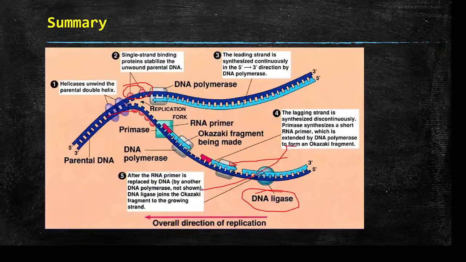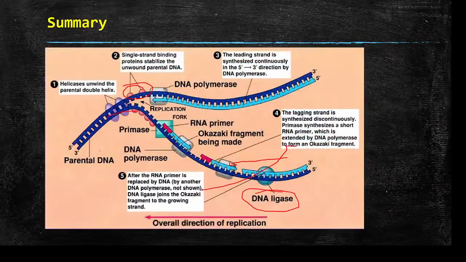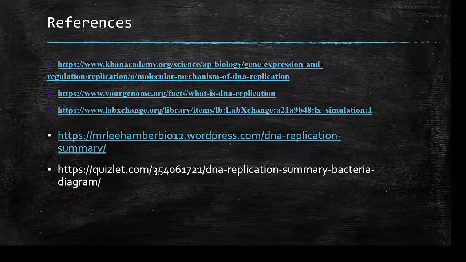Finally, the strands will wind and form the double helix once the synthesis is completed. The overall replication process will happen in the 5' to 3' direction. So these are today's references.